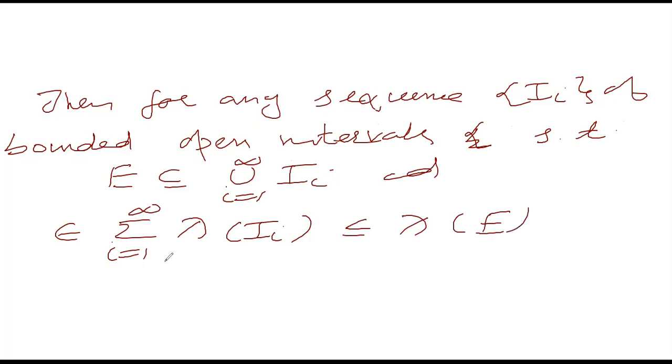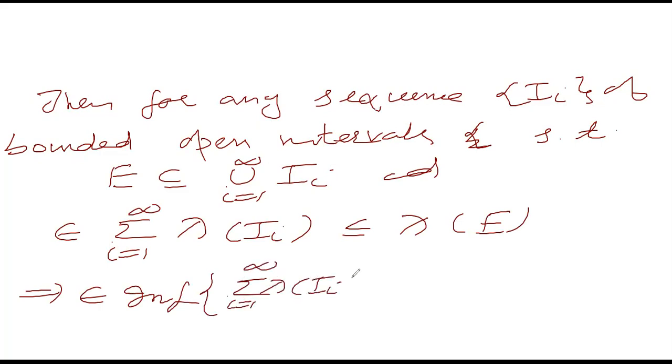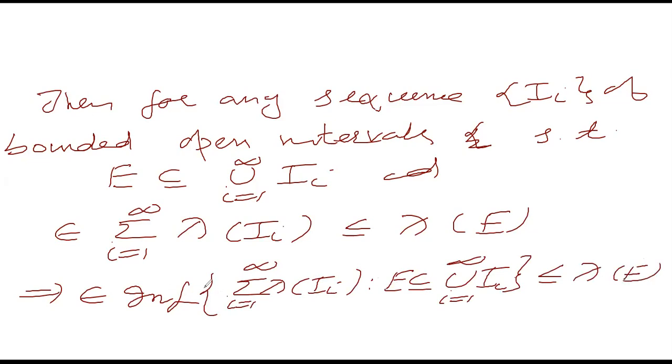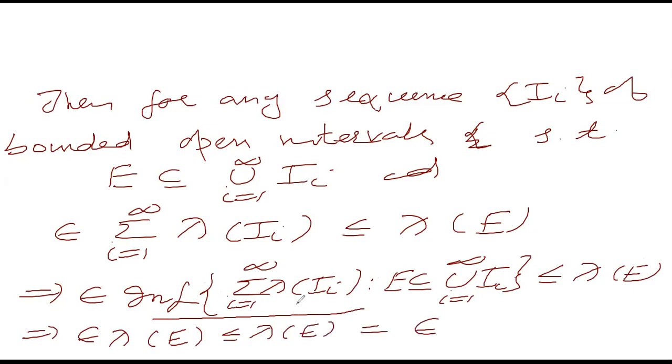So let's take the infimum over those sequences, because it's true for any sequence. This implies epsilon times the infimum of the summation from i equals 1 to infinity of the Lebesgue measure of I_i, where I_i is a bounded sequence and E is a subset of the union of I_i, is less or equal to the Lebesgue measure of E. But by definition, this infimum is equal to the Lebesgue measure of E, which implies epsilon times the Lebesgue measure of E is less or equal to the Lebesgue measure of E, which implies epsilon is greater or equal to 1. This is a contradiction because epsilon is less than 1.